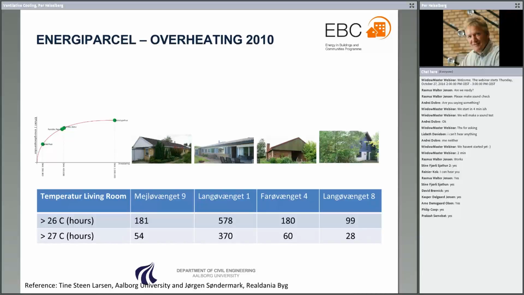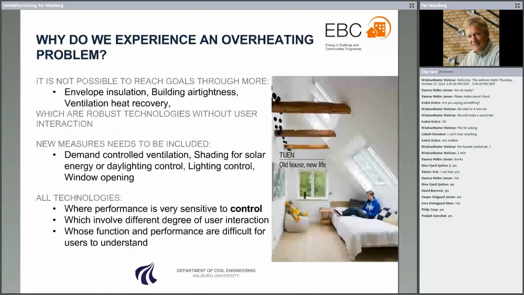Then another reason, as I see it, why we see more challenges with overheating is because the technologies we are using are changing.